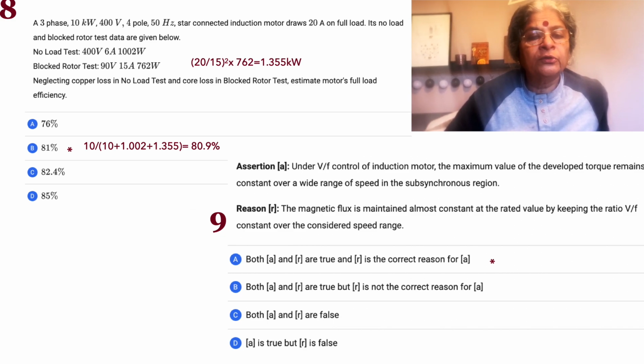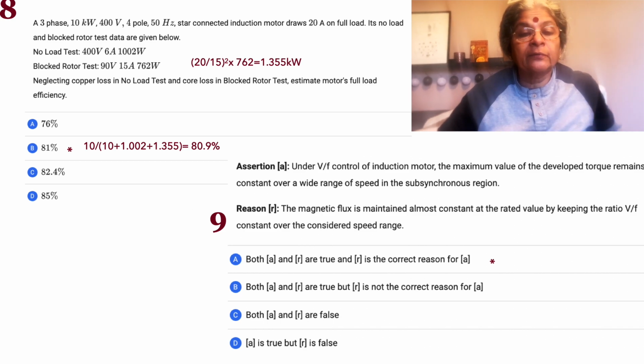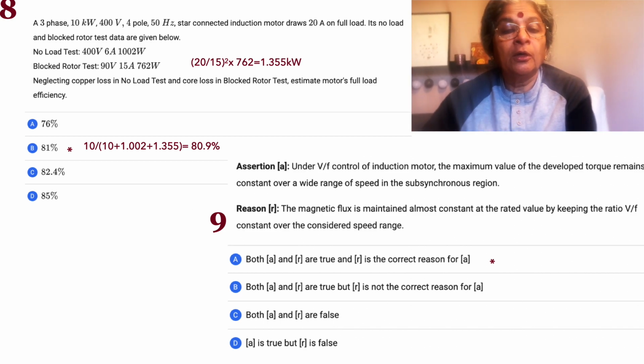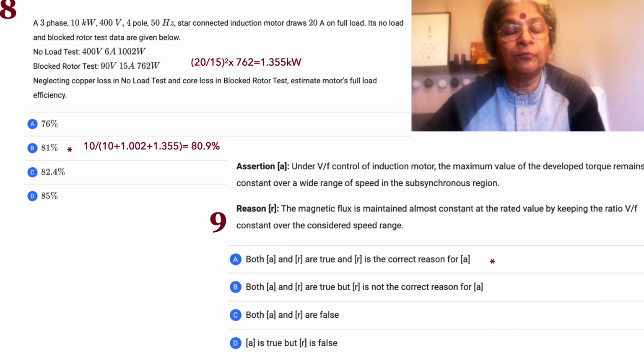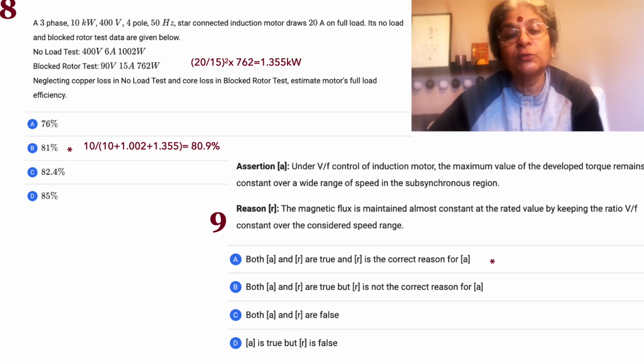Okay, blocked rotor test is done at 90 volt, but at 15 amps, though the machine is rated for 20 amps. So you have to change that, because the copper loss is now only 762. Now you have to put it up for 20 amps. So 20 by 15 squared multiplied by 762 gives you the full load copper loss of 1.355 kilowatt.